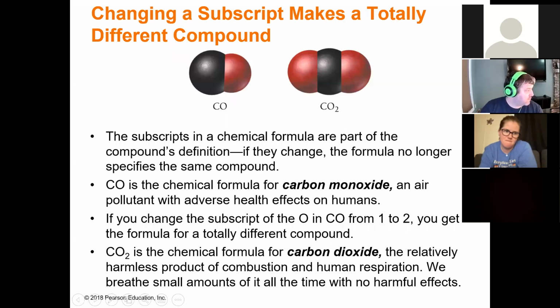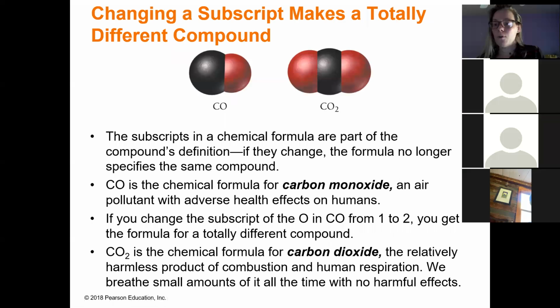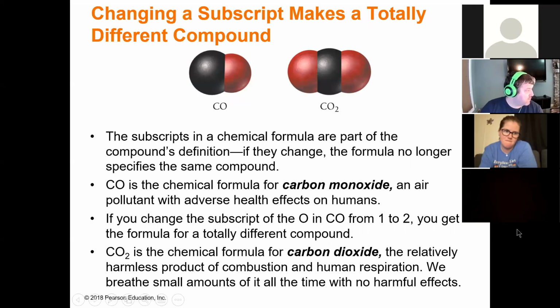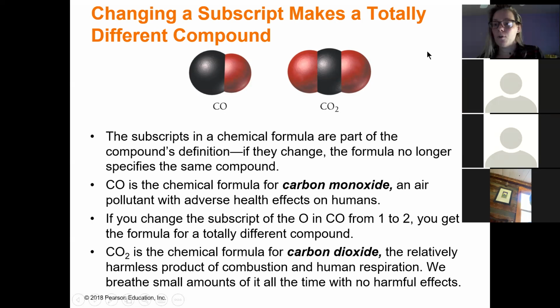So important thing, we never want to change subscripts just for fun. We always want to honor the subscript that is associated with that given compound. This is a perfect example. Here is CO and here is CO2. Sometimes people will go, oh, well, I don't want 2 oxygens. I just want 1 oxygen. So I'm going to write it as CO.